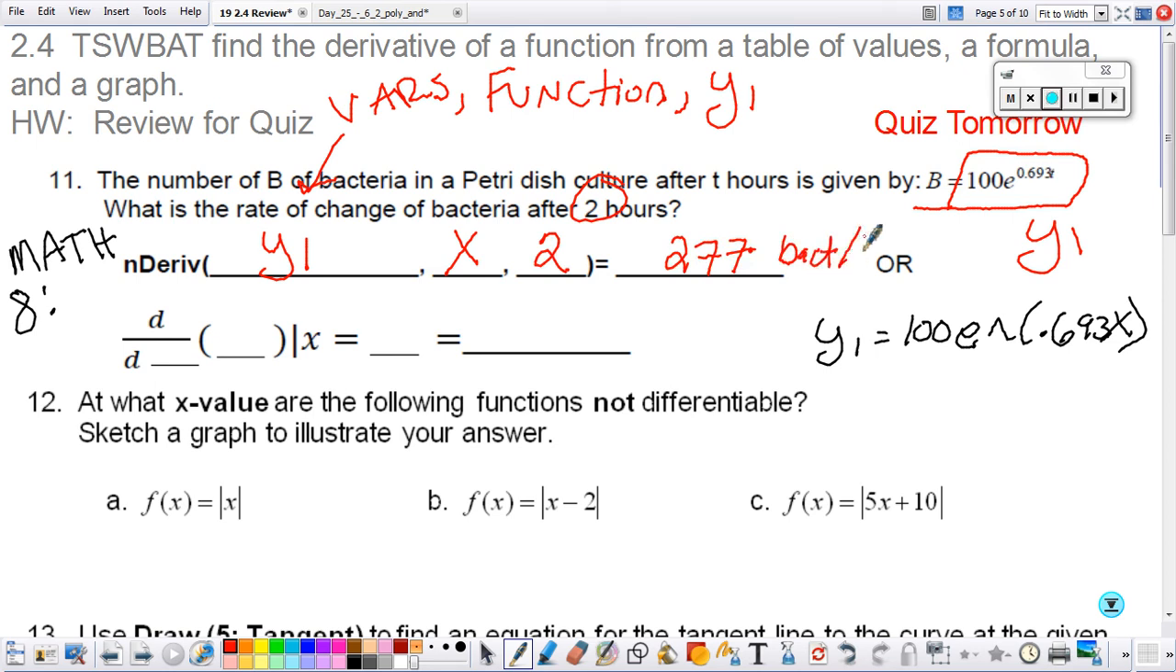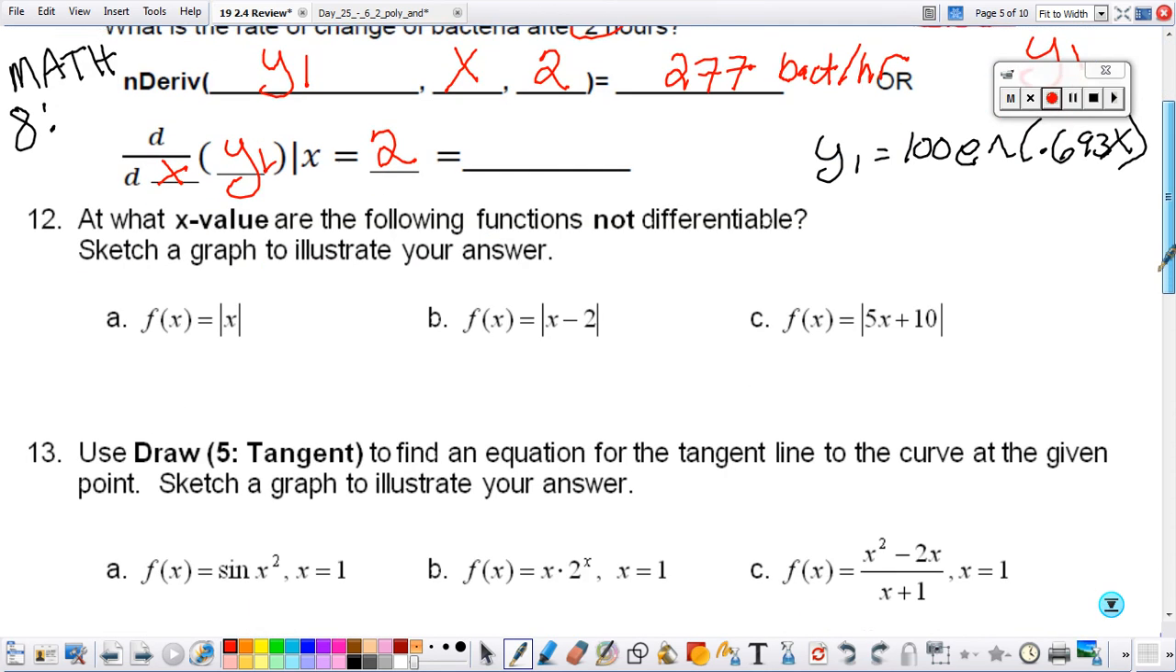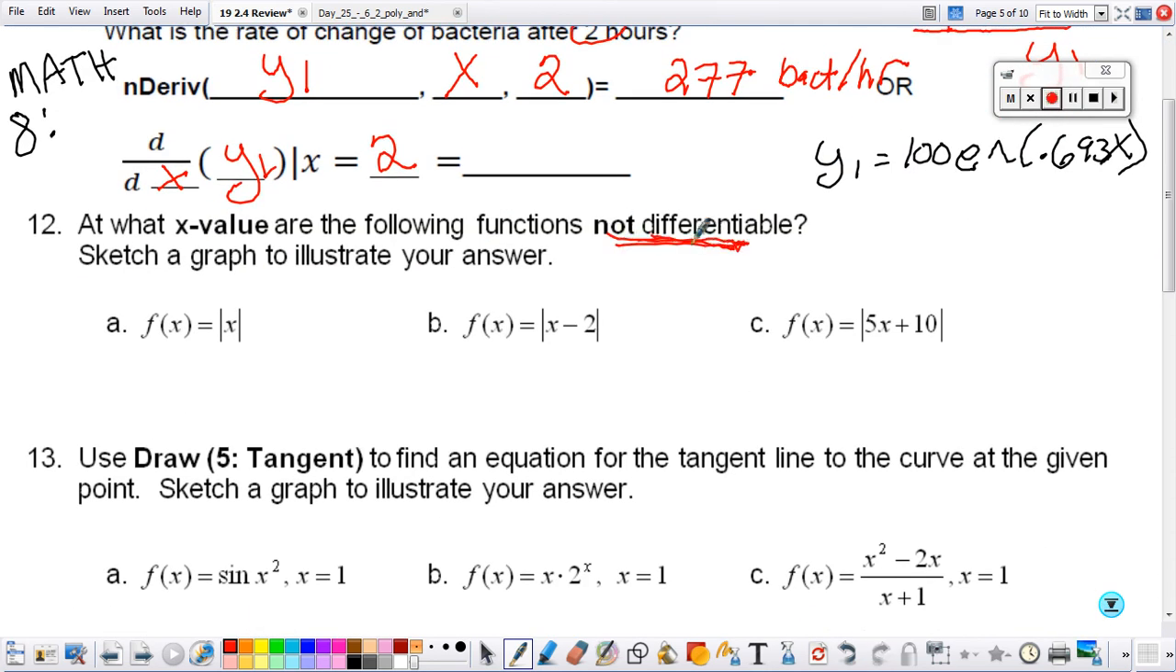bacteria per hour. Now if you have the new version, the x goes in the denominator here, your y1 goes here, and the 2 goes here. And you'll get the same answer. Okay, for number 12, not differentiable, meaning there's a sharp point.